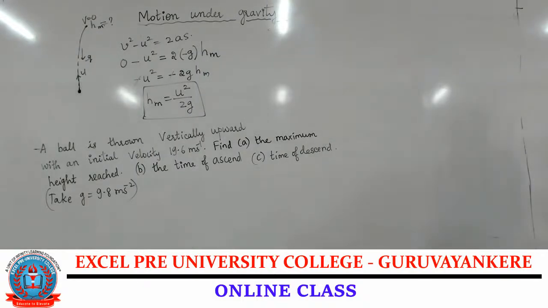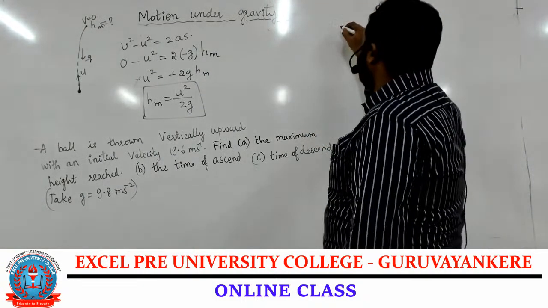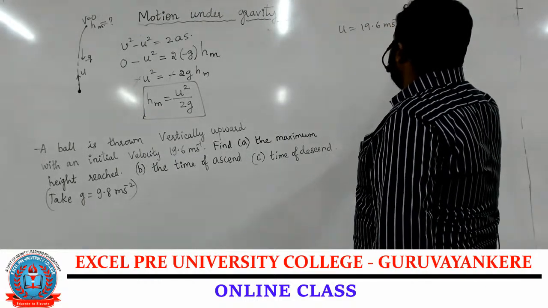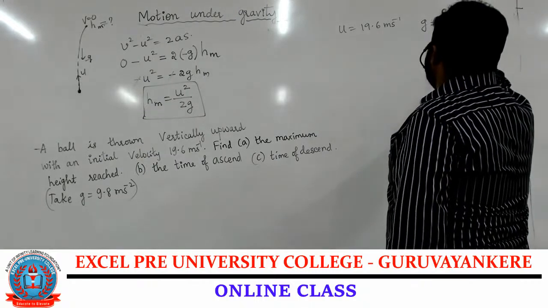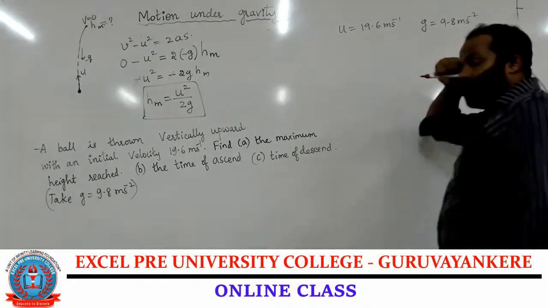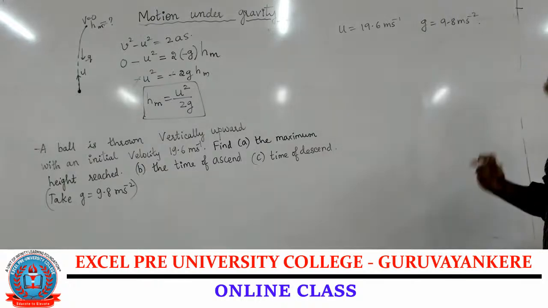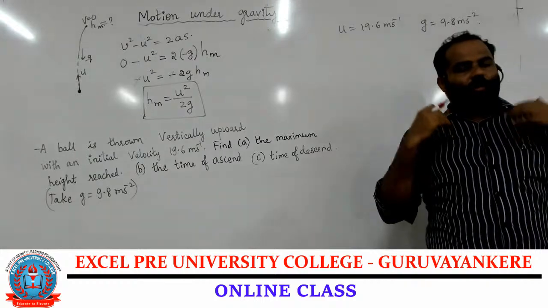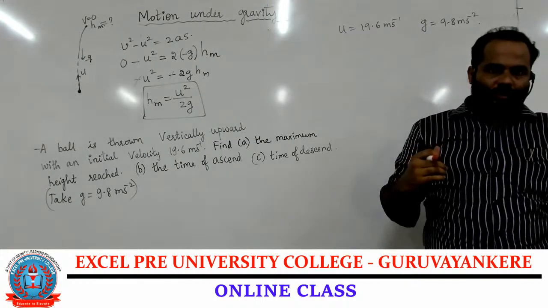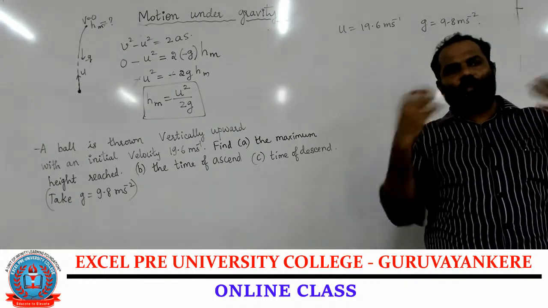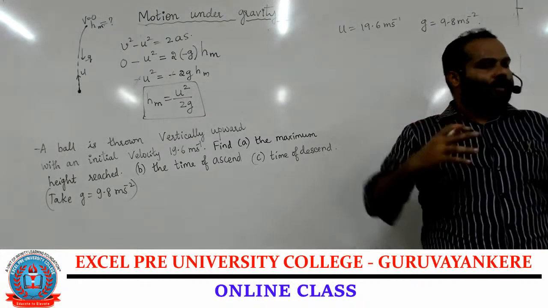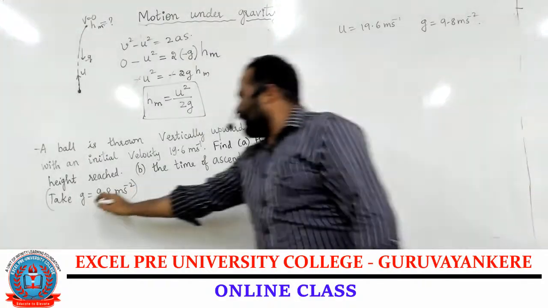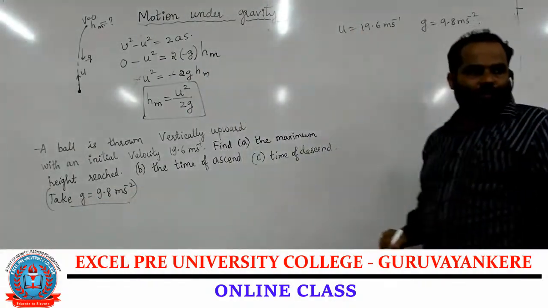Shall we solve it now? See, its initial velocity u is 19.6 meter per second. g is given to us, 9.8 meter per second square. That is a pull or acceleration. Even on me, there is pull. That is, gravity is acting on me. Acceleration due to gravity is acting on me, you, computer, camera, bench, desk, tree, everything. On an average, it is 9.8 meter per second square.